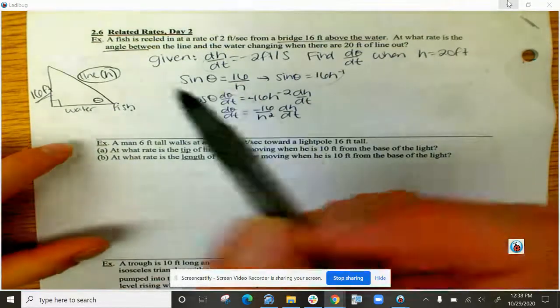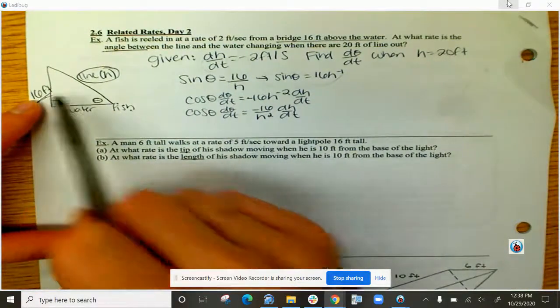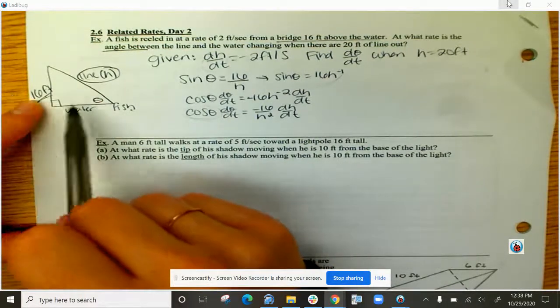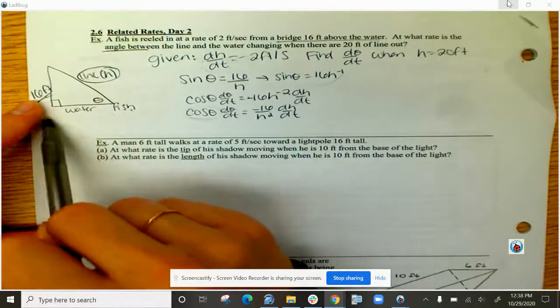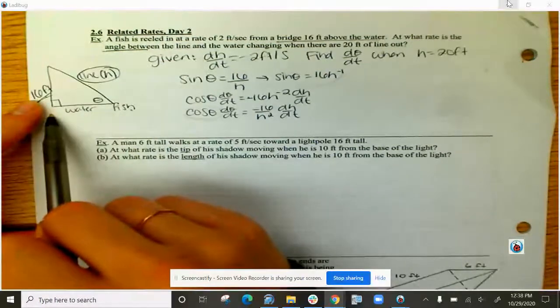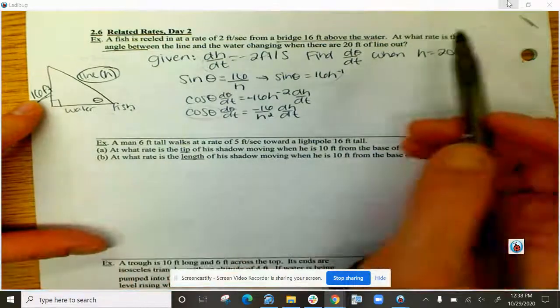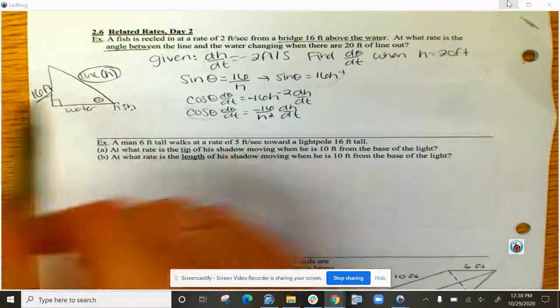And so because you know this is 16, you're looking for cosine of theta. And cosine, remember, is adjacent over hypotenuse. So you need this length here of how far away the fish is from the bridge. And it tells you something about some other parts of the triangle that'll help you get there.